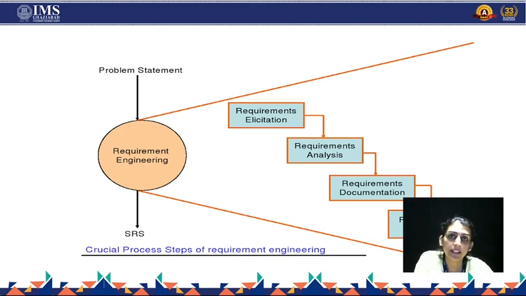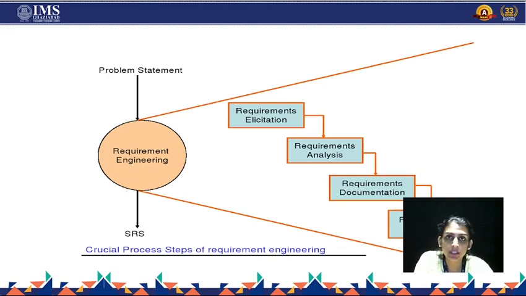Now, after the analysis portion has been done, we do the requirement documentation. That means we make a document of all the requirements which have first been gathered and analyzed, and found to be feasible, technically feasible, and in a state which can be developed by the developers. So then the requirements are documented and we make a requirement documentation.